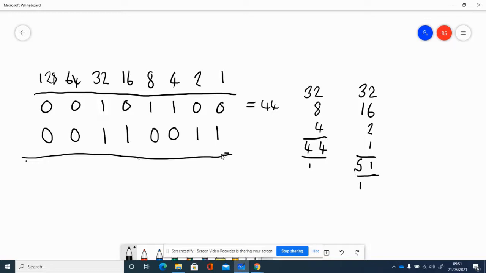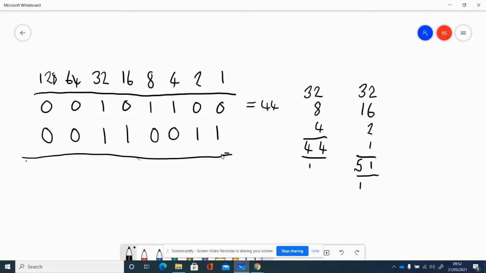For the second one, we've got 32, 16, 2, and 1. We add those together, 32, 16, 2 and 1, and we get 51. It's worth noticing that if a binary number has a 1 on this end, it's an odd number, because the only way you can have an odd number is to have a 1 in this 1 column. So if you've ended up with an odd number when there's a 0 in this column, then you must have made a mistake. You have to go back and have a look.